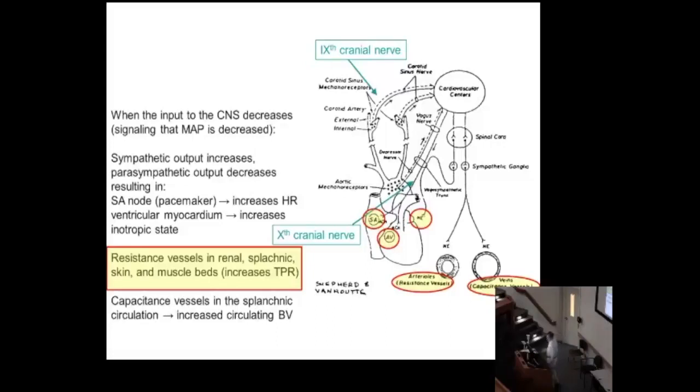Okay, so you will constrict to the beds where you can afford to constrict, and that will increase your total peripheral resistance, and that will also increase your mean arterial pressure. MAP is cardiac output times TPR. Increased cardiac output through heart rate and stroke volume, and increased mean arterial pressure through that and through total peripheral resistance. So that's why you get constriction, okay?